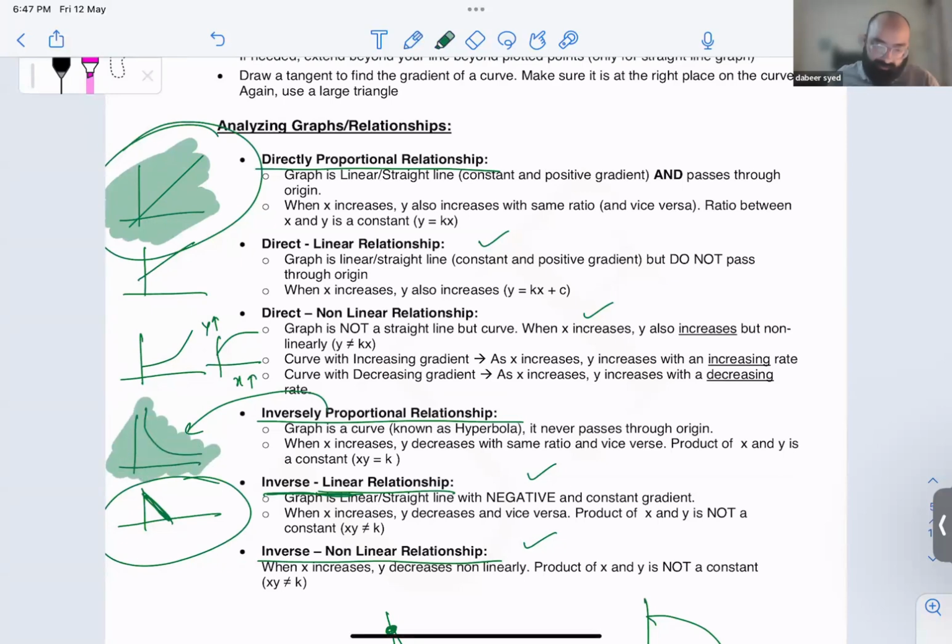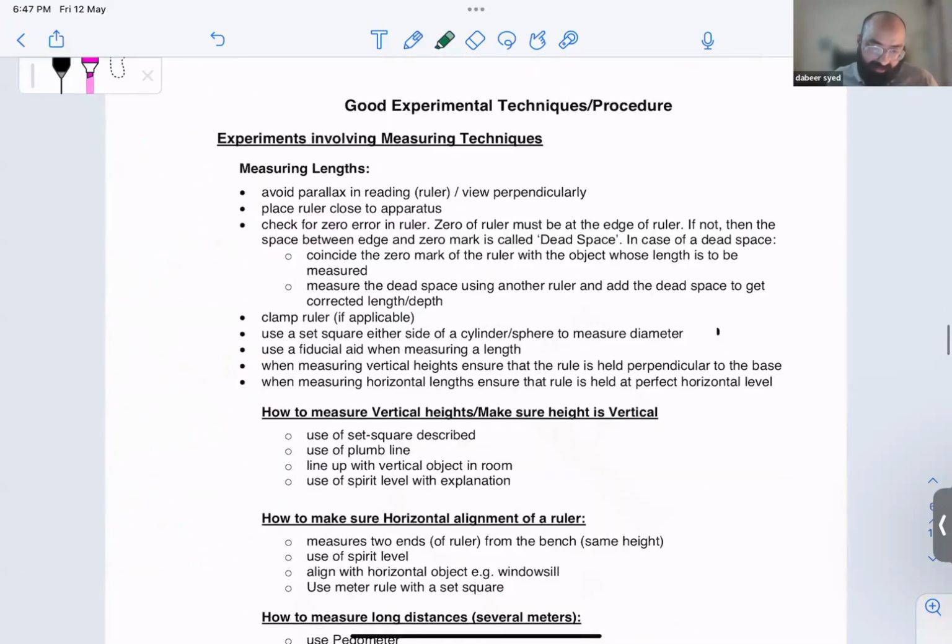नाउ हैविंग सेड दैट, लेट मी लुक एट सम गुड टेक्निक्स एंड प्रोसीजर्स जिनको हमें याद होना चाहिए, पता होना चाहिए. सो वी हैव लास्ट 12-15 minutes left, so I think this is good use of the time.